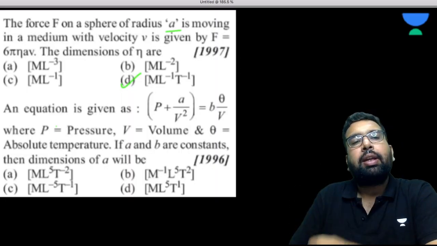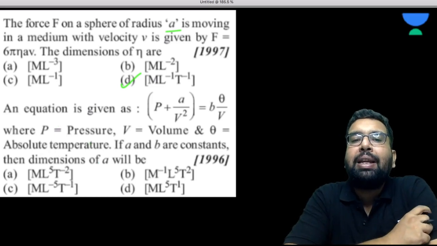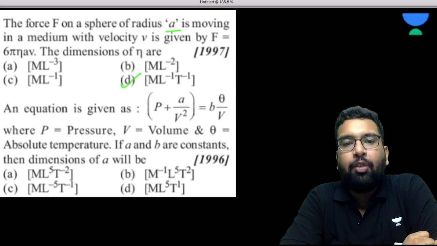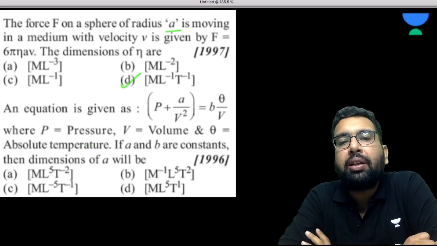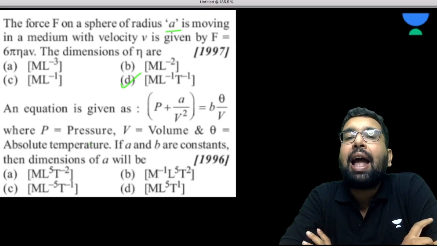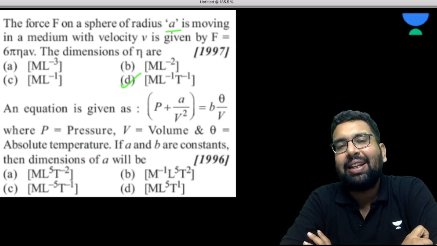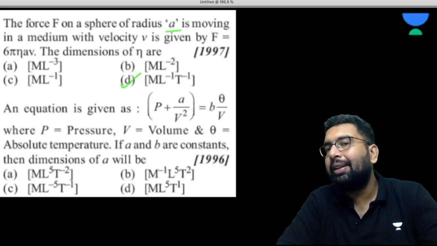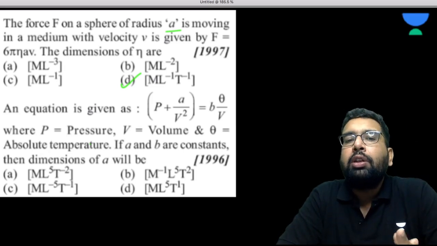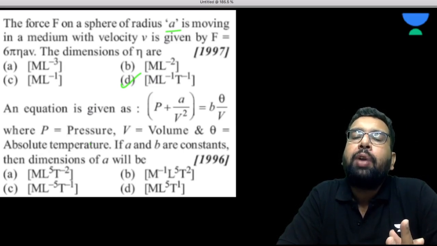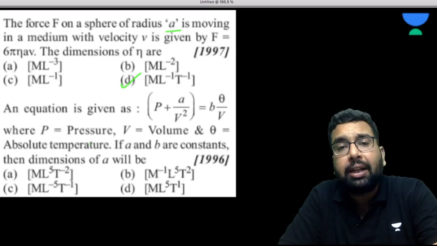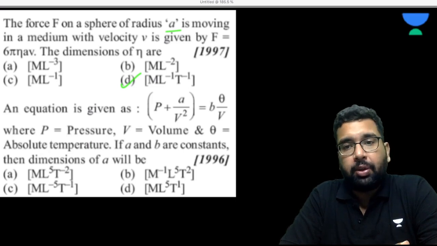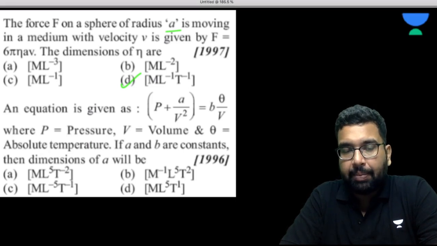Now, this equation is given by P plus A upon V square is equal to B theta by V, where P is the pressure, V is the volume, and theta is the absolute temperature. You are going to see this in the thermal van der Waals equation. In this equation we need to find A and B. Very interesting question, guys. Please attempt it before I do. This is going to clear a lot of concepts in your mind. Please try it.